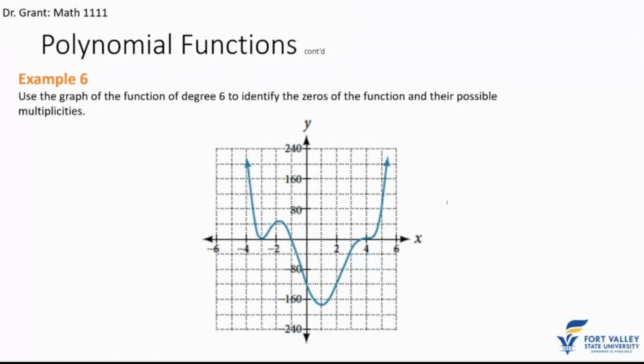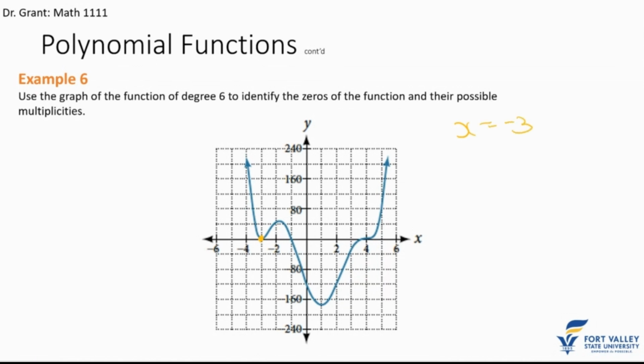So here we have a graph, and we're told to use the graph of the function of degree 6 to identify the zeros of the function and their possible multiplicities. If they're telling us we have a degree of 6, that means all of our multiplicities should add up to 6, okay? So for instance, let's look at each of our values. Here we have -3. What do we see happening?